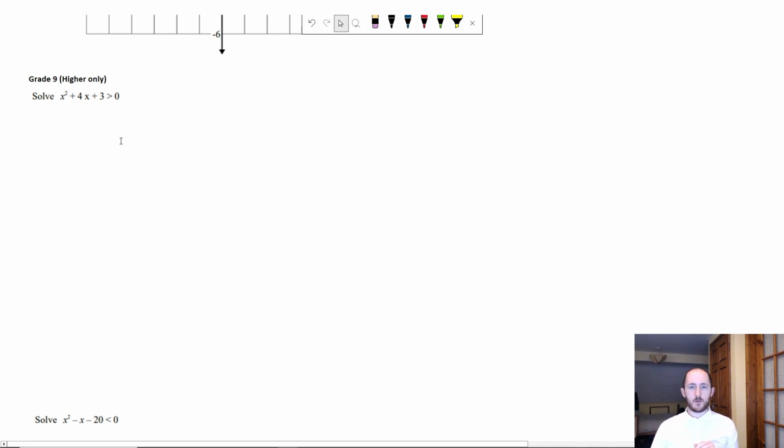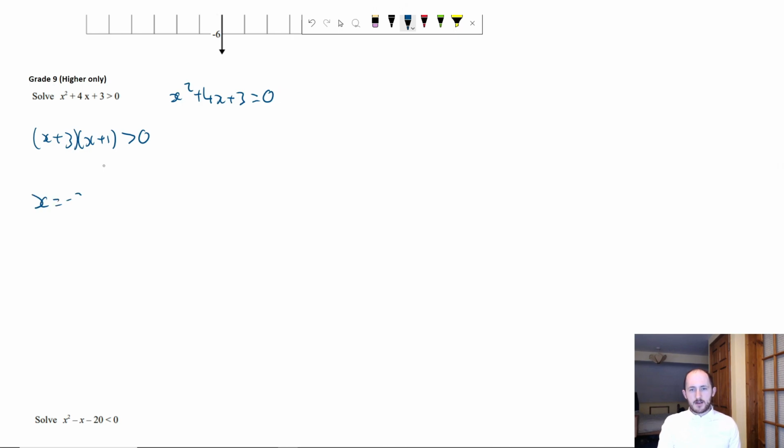So to solve quadratic inequalities, it's almost the exact same as solving quadratic equations. So you can use the quadratic formula, you can use factorization. Let's use factorization. So two numbers that multiply to 3 and add to 4. That's going to be x plus 3, x plus 1 is greater than 0. And then you're probably tempted to say, well, x is minus 3, x is minus 1. So that means it must be minus 1 less than or equal to x less than or equal to minus 3. Right? You'd be tempted to say that.